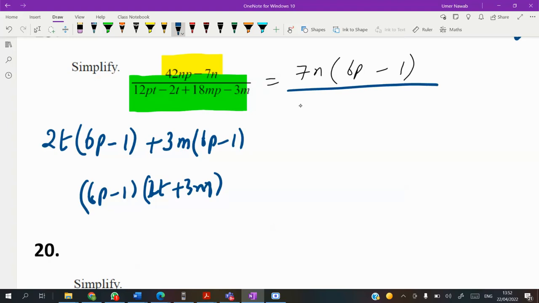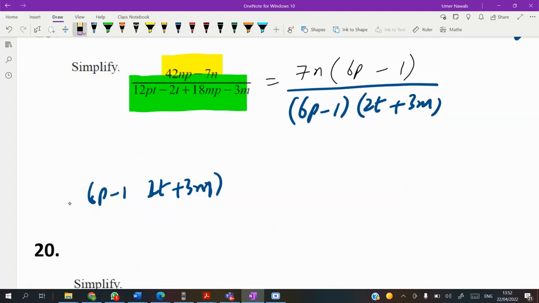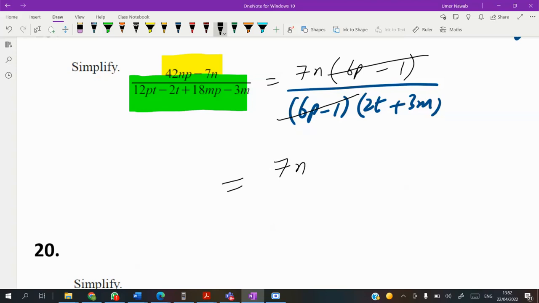This will be written in the denominator, 6p minus 1 and 2t plus 3m. The trick behind simplification of algebraic fractions: something has to be cancelled. If nothing is cancelled, it means you did something wrong. So you saw that one of the factors in the numerator and denominator was cancelled, and I got a much simpler form, which is 7n over 2t plus 3m.